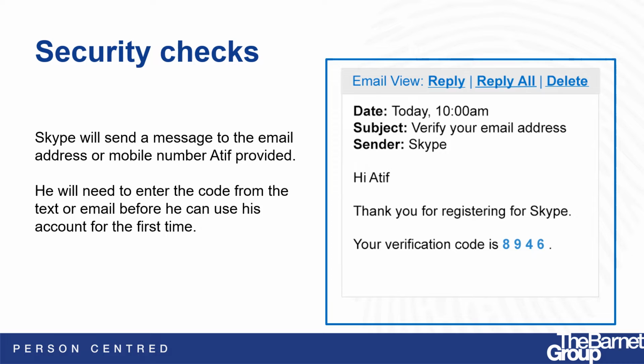Skype will send a message to the email address or mobile number Atif provided. He will need to enter the code from the text or email before he can use his account for the first time. This is a security check.